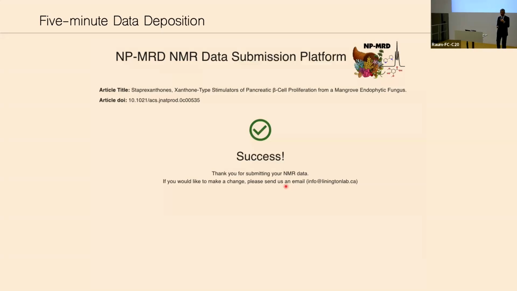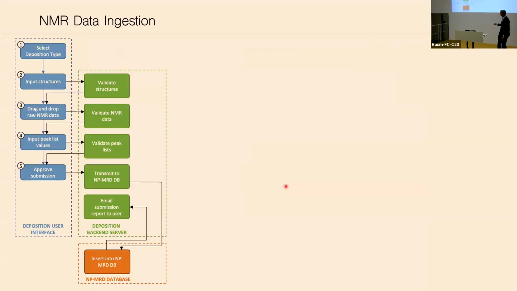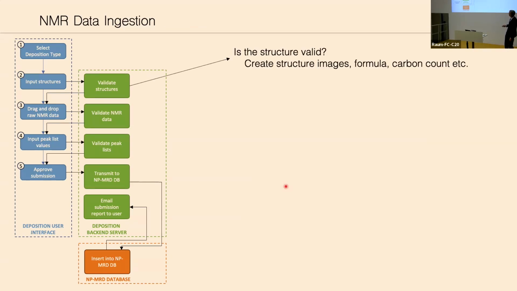The only way that we can do that 5-minute deposition is by doing a lot of work behind the scenes. So what I have here is a workflow. In blue here on the left, those are the steps I just showed you with the mouse, click, click, click, click, click, going through. But actually at every step, behind the scenes, the back end of the database is doing quite a lot of work. So when you first input your structures, the system will validate the structures.